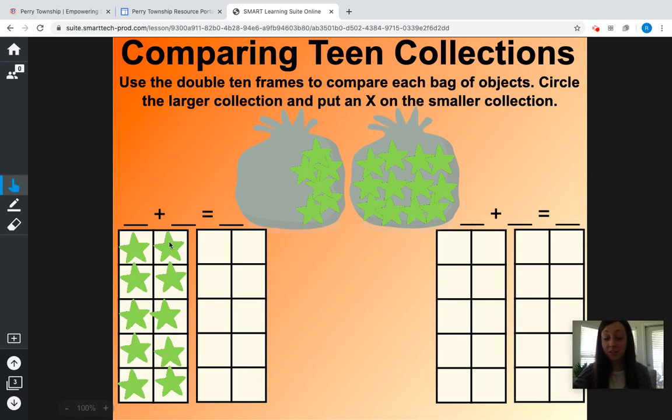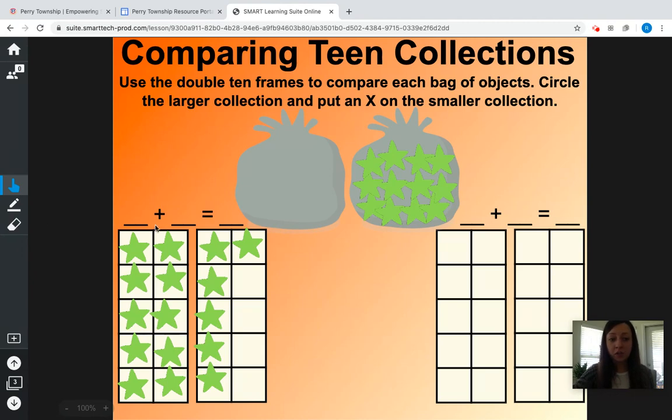So let's keep counting. So we ran out of room on this, so now we have to go to our next 10 frame. So we have 10, 11, 12, 13, 14, 15, 16. Whoa, so that bag had 16 stars in it. Isn't it so much easier to see how many were in that bag once we sort them out into our double 10 frames? I know it's easier for me to see. When it's all jumbled up like this, it's a little bit harder to tell, so it's nice to kind of organize it like this.